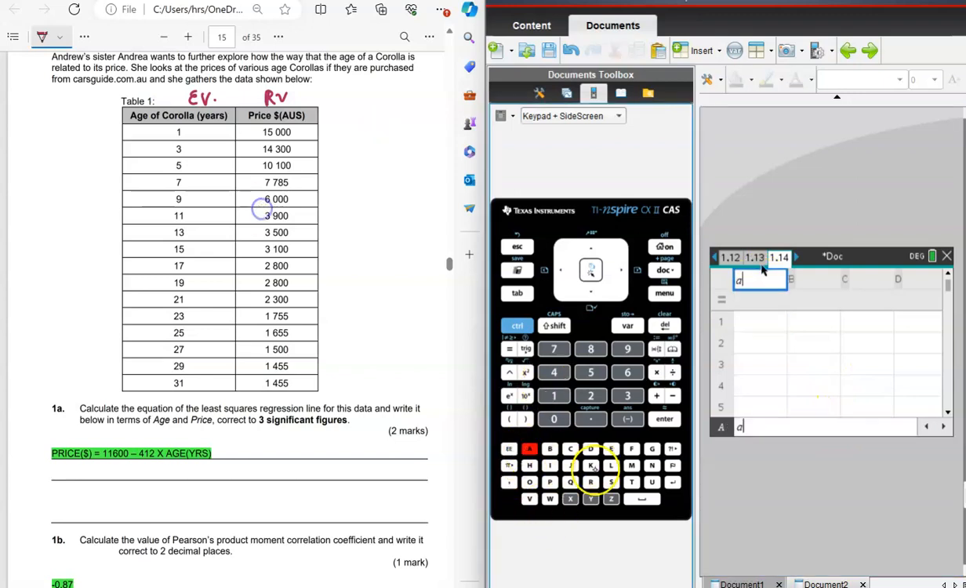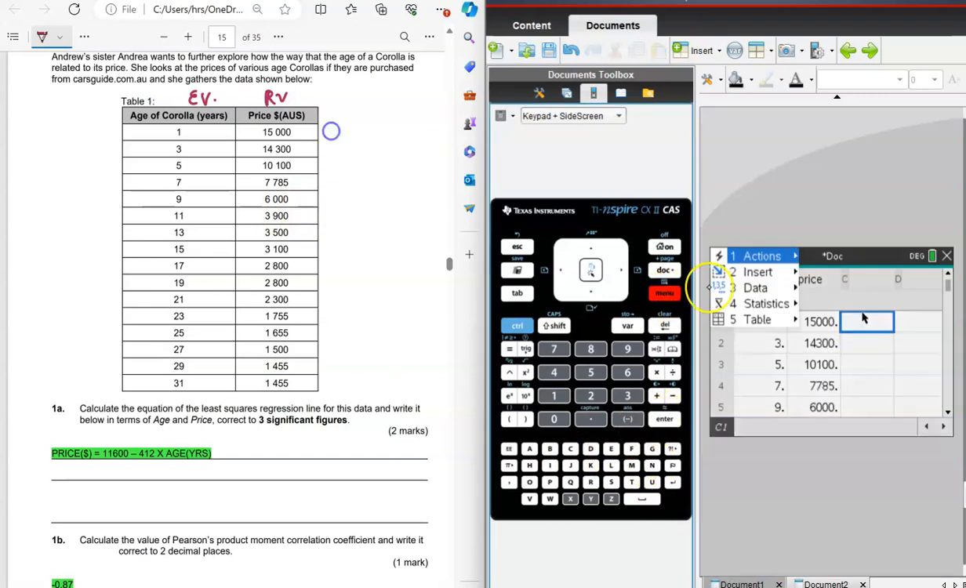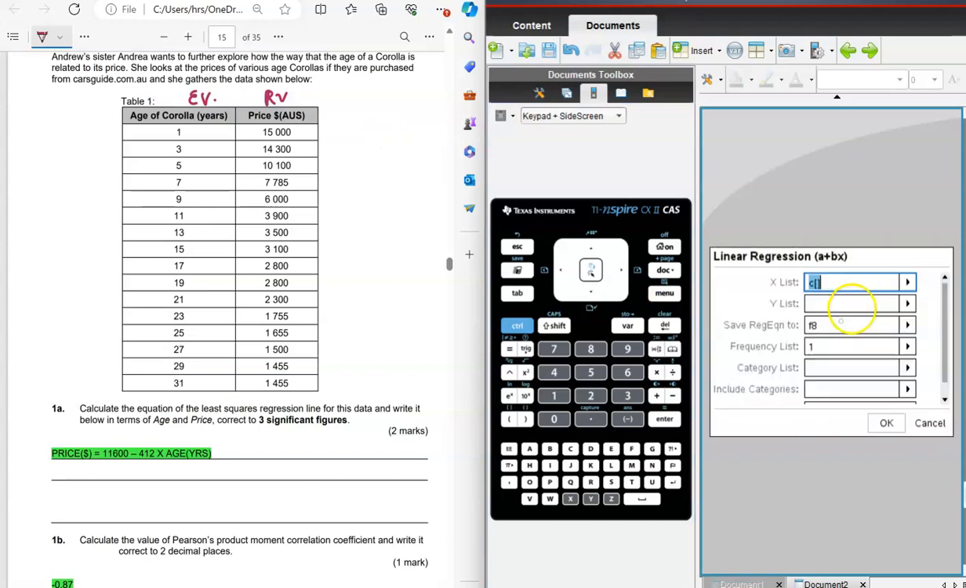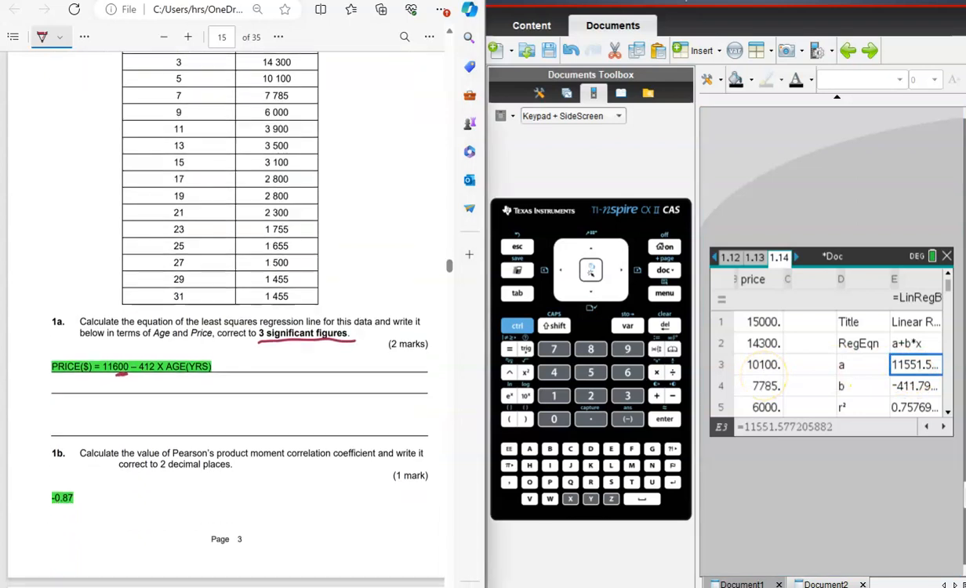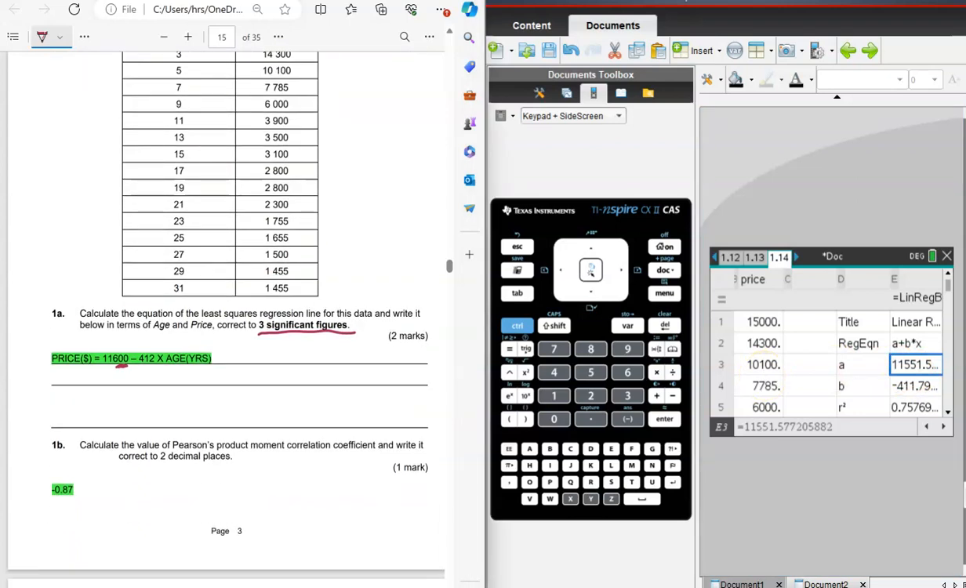I think I called it age, and so you'd have your list, and then you have, I think I called it price. Yep. Okay, and then you just do your normal menu start equation a plus bx, and you pick the relevant things, and there's where I got that. Now it said 3 significant figures, which is why over here, if you look at the A value, you've got 1, 1, and then 6, because I have to round up. Now you can't just leave it there, you need to have the zeros for the significant figures, and then the B value is there as well.